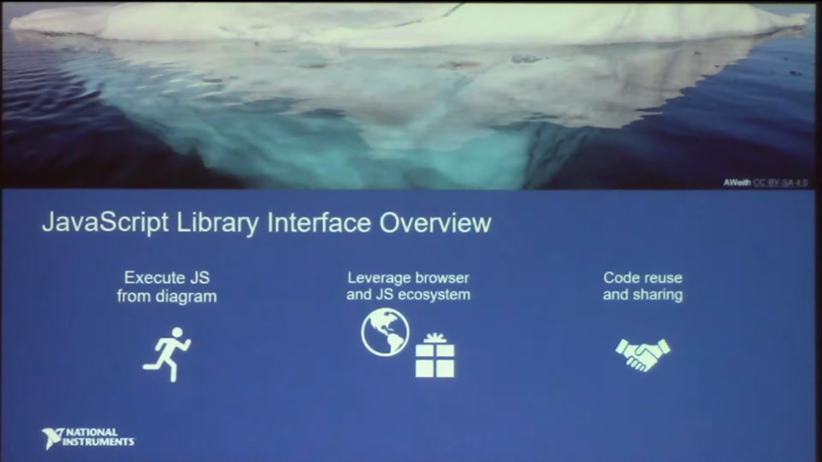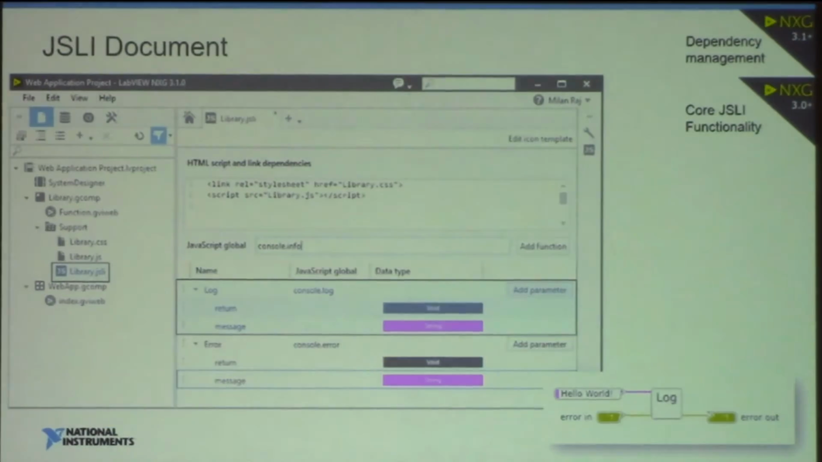So once you've written a LabVIEW NXG library component that's using the JSLI to communicate with some JS file, now you can just copy and paste that into a new project and use it in a new application. So this is what the JSLI document looks like.